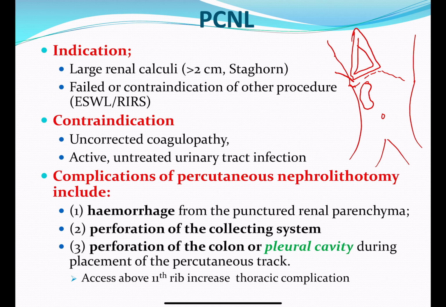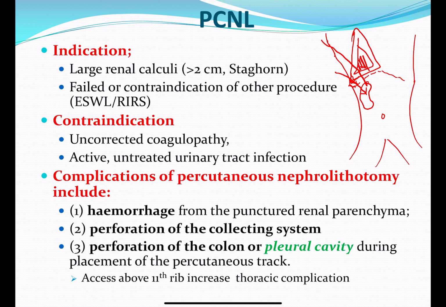If we puncture the kidney below the 11th rib, then the pleura is injured. Just injuring a pleura is not a problem. But if a surgeon punctures above the 11th rib, there is a chance of lung damage. So lung damage is possible when the surgeon tries to go above the 11th rib.